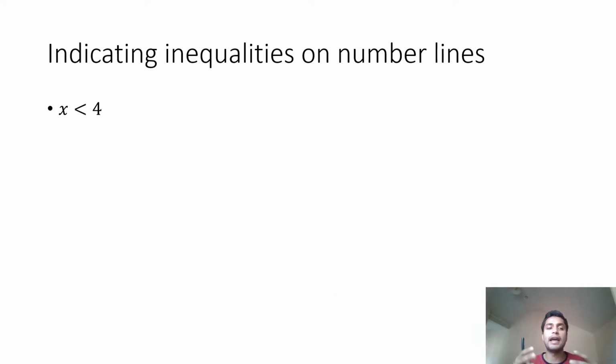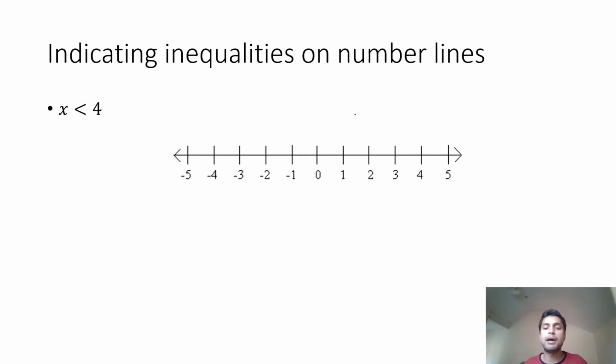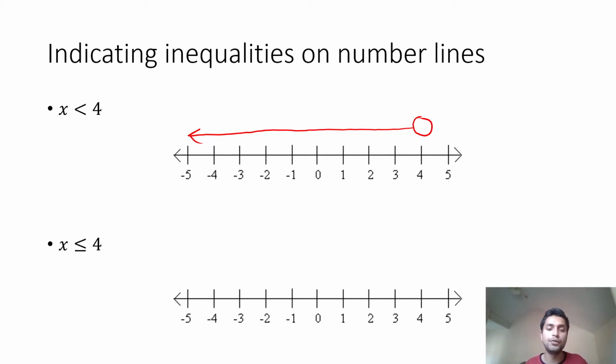Next, if we had x is less than 4, we again start by indicating where 4 is, draw a circle above it, and then, unlike the previous case, we draw a line that extends to the left. It doesn't matter how long you draw it, as long as you draw it as a line that points to the left, that's all that matters. Likewise, if you had x is less than or equal to 4, you again locate your 4, except in this case, you shade it in. And that is indicative of your less than or equal to case. So you draw your line that points to the left, and there you have it.